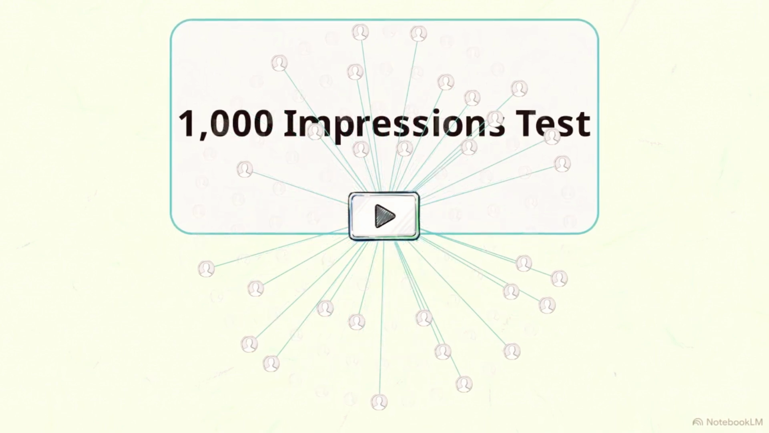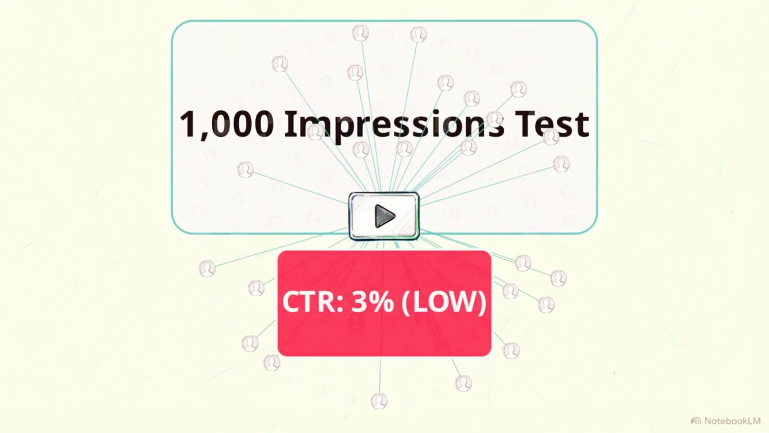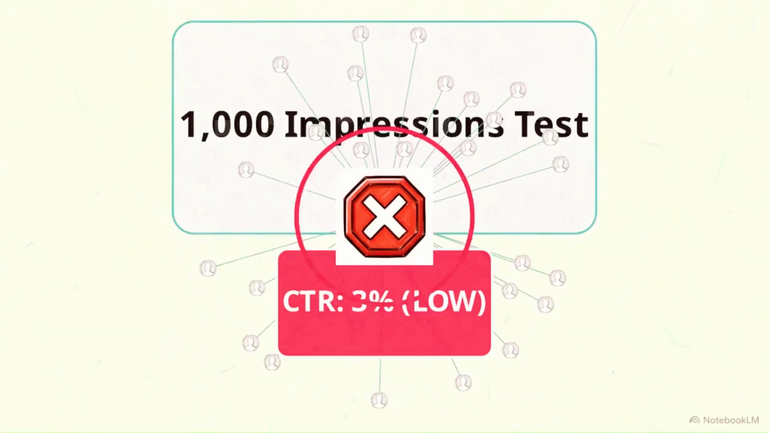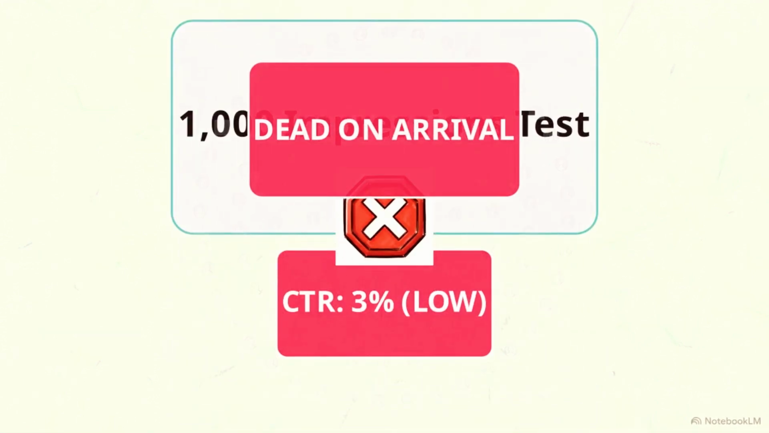If 700 of those viewers scroll past your title without clicking, the test fails. The system records the low click-through rate. Your video is marked as unpromotable, the reach is throttled, and the upload is effectively dead on arrival.